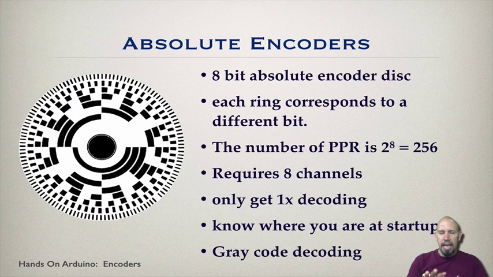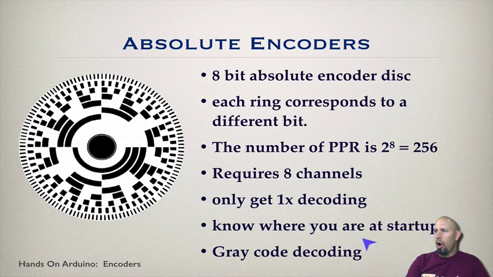If this thing rotates and a bit changes, I know that I've gone a distance of 360 degrees divided by this number. That's the distance I've gone. I don't get any additional resolution from this. So that's what 1x decoding means. We'll talk more about 1x decoding, 2x decoding, and 4x decoding when we get to the incremental encoders.